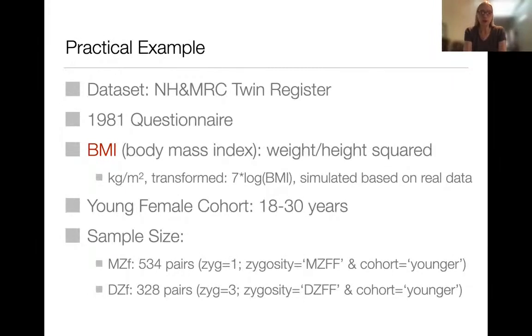Today we'll focus on the young female cohort. Those are between the ages of 18 and 30 years old. And you see the sample sizes here. We have 534 monozygotic female twin pairs and 328 dizygotic female twin pairs.